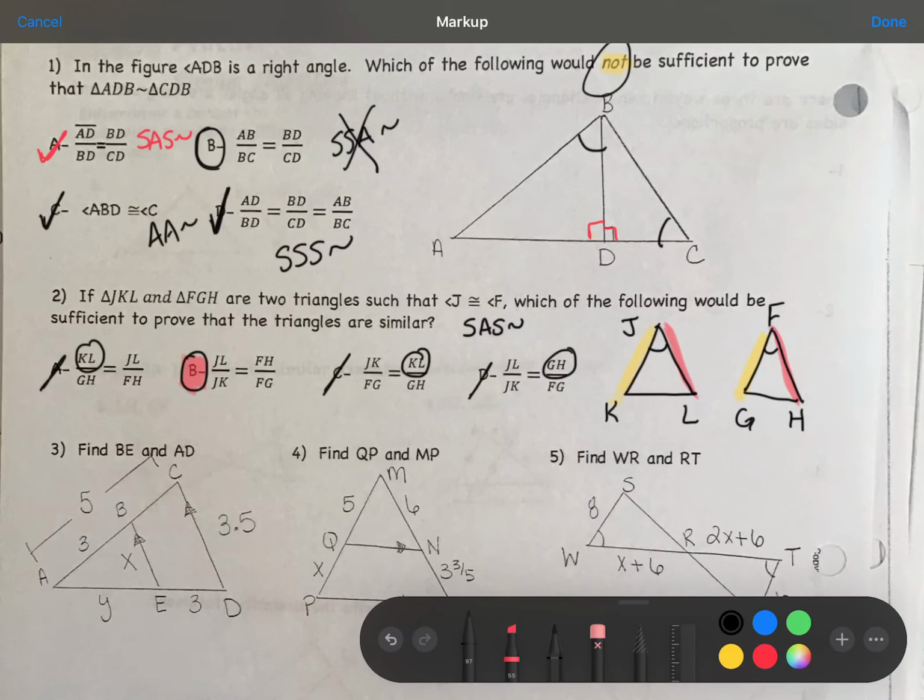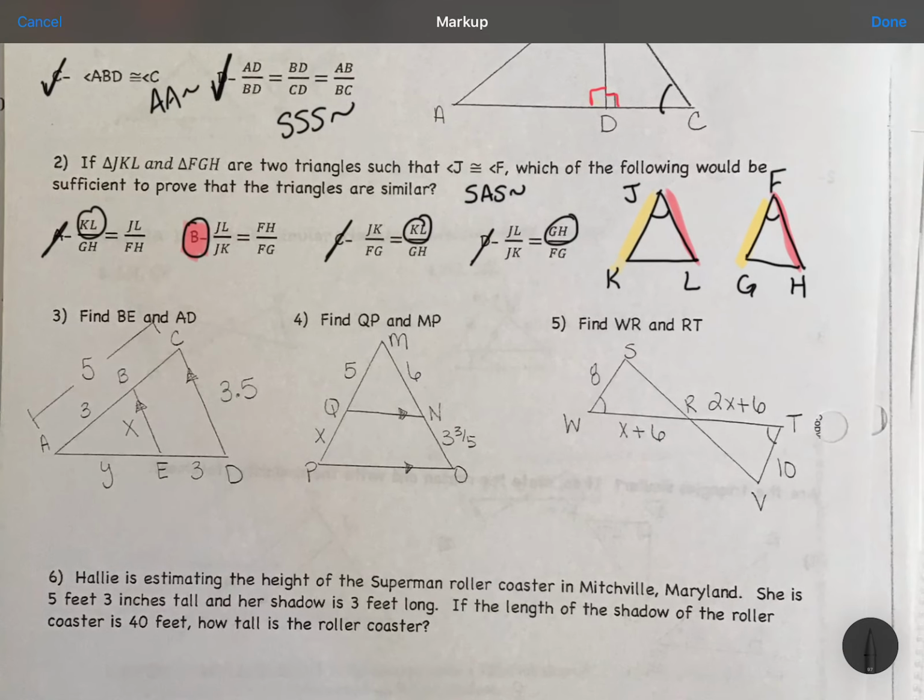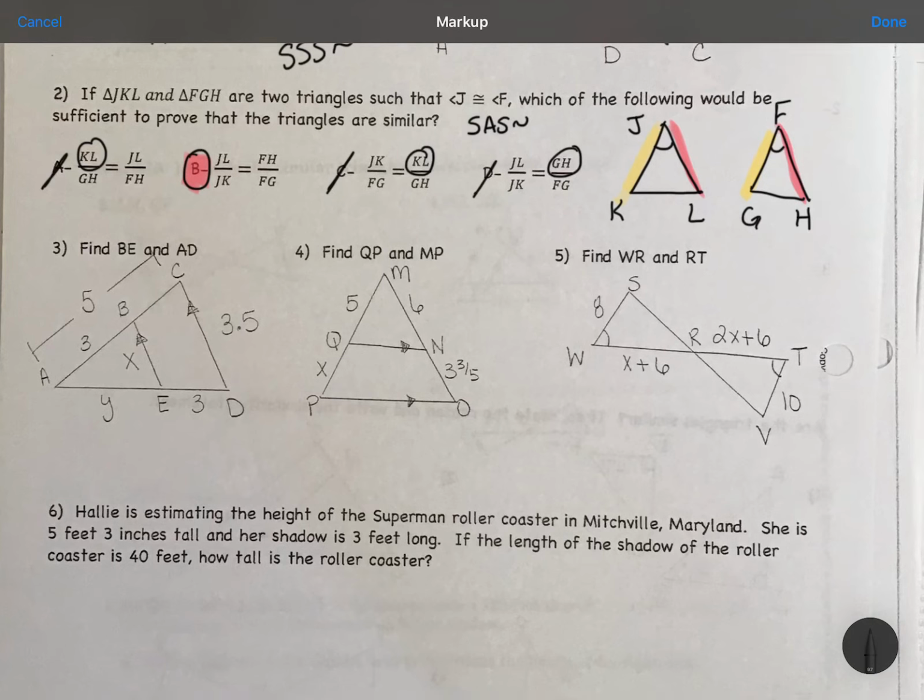All right. Now we're going to use some algebra. It says in number 3, we need to find the length of BE and the side length of AD. If you want to pause the video at any point and try any of these, you can unpause it and see if you're correct. All right, so I can set up a proportion and solve my proportion. So if I want to find x, x corresponds to the side of 3.5 in the other triangle.